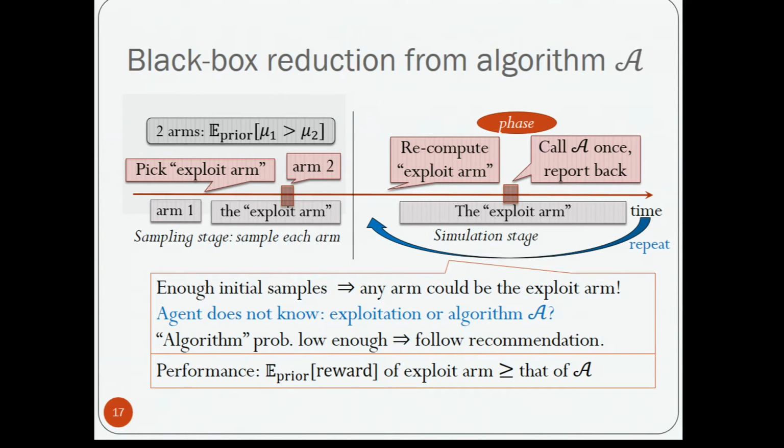To analyze performance is now kind of easy. The main thing to observe is that the expected Bayesian reward of the exploit arm is at least as good as that of the algorithm, just by definition of the exploit arm. We chose the best we could, and the algorithm itself could be exploring for all we know. So that just means we track the rewards of the algorithm, except the learning speed of the algorithm is delayed because we're calling it only once in every phase. And so that easily leads to bounded regret. Okay.